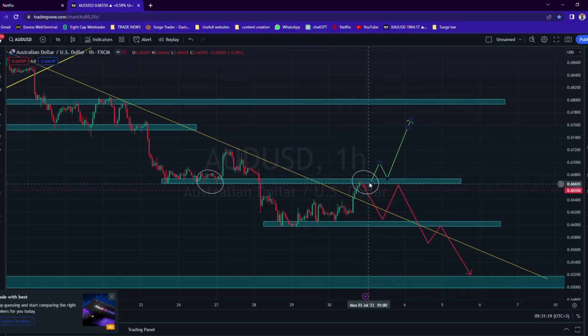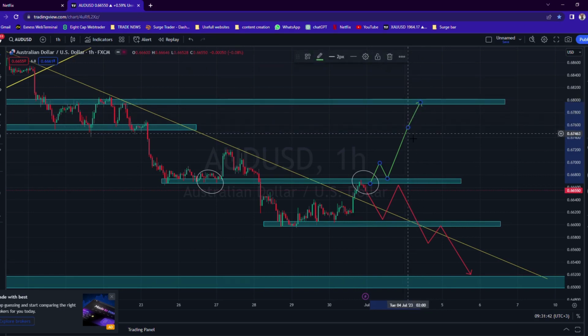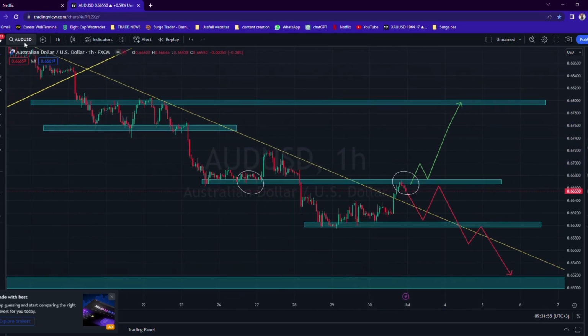However, if this breaks back to the upside, we just wait for a retest of this same resistance zone that has been broken, or the same support zone which was back here, to hold again, and we go for a move to the downside at least until this point or this point, these 2 points, which is 0.67 and 0.68, a move around there. Okay, so AUD USD, that's it.